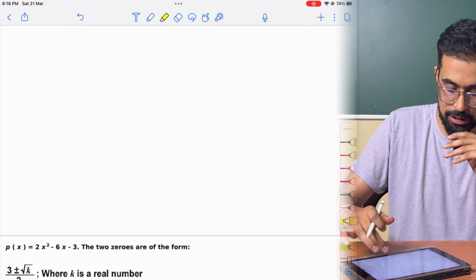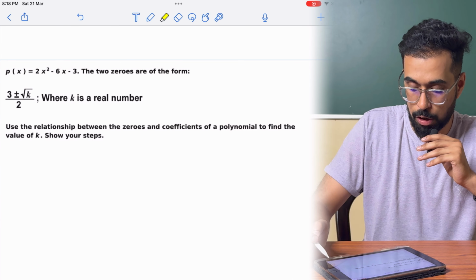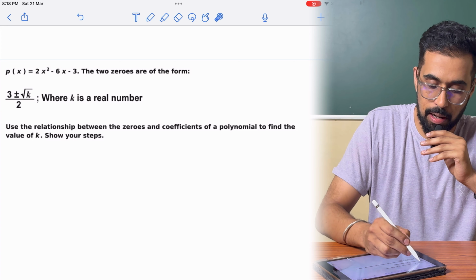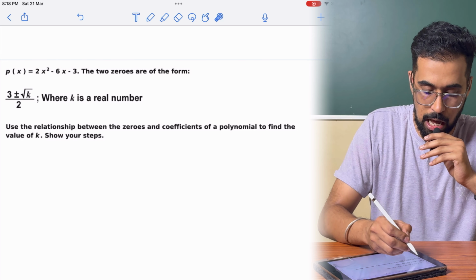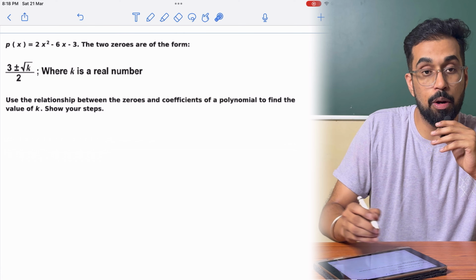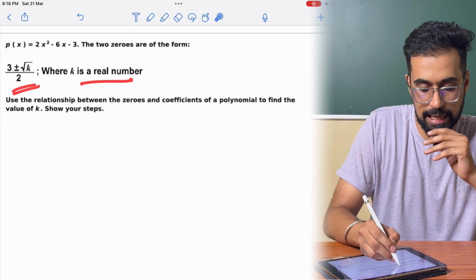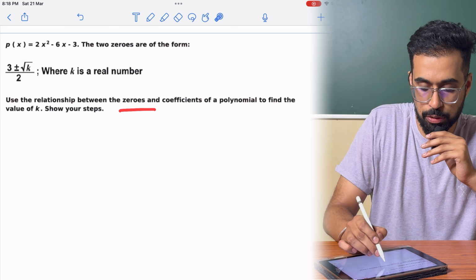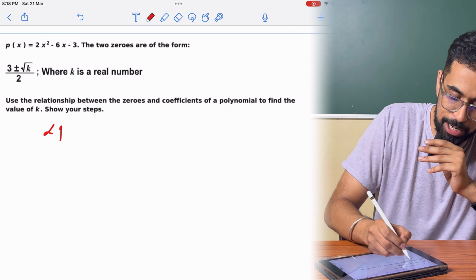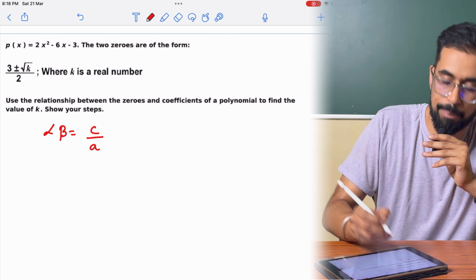Moving on to the next question, where we have a question based on polynomials, where we have a polynomial 2x square minus 6x minus 3. The zeros are given in the form of (3 plus or minus root k) by 2, where k is any real number. So using the relationship between the zeros and the coefficients, we are supposed to find the value of k. So here, let's use the relation of the product, because the sum of zeros would eliminate the value of k itself. So let's use the relation alpha into beta, which is c by a.